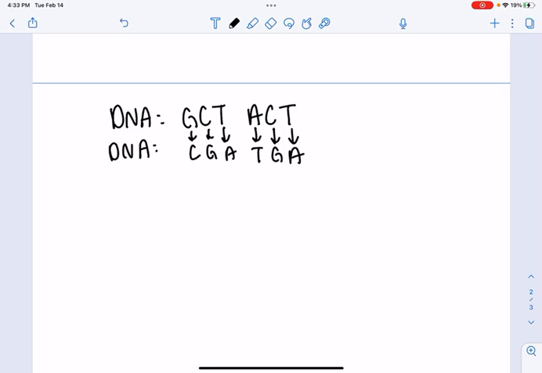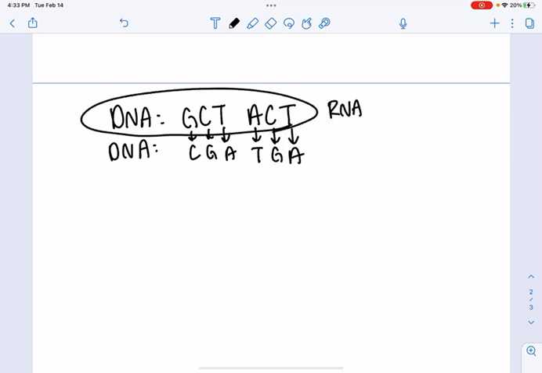Now, if I wanted to transcribe this original DNA into RNA, remember, the base pairing rules are a little bit different. G still turns into C, C still turns into G, T turns into A, A turns into U, C turns into G, and T turns into A.